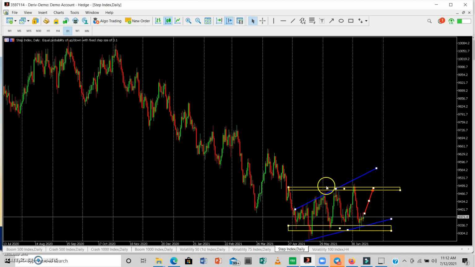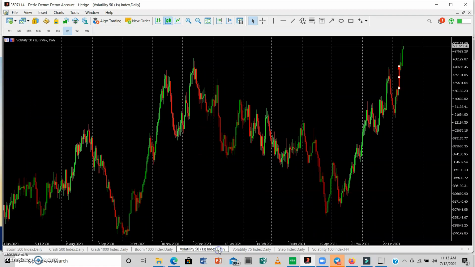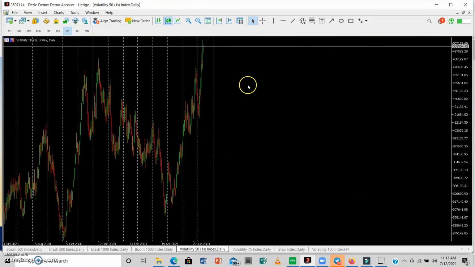Okay, so lastly, we're going to look at V50 1S in the daily time frame again. Previous analyses on V50 were so accurate. See, I still have this arrow, which was so accurate. Price went all the way up. So let's see now where it's going. Coming from all the way down here, we've managed to break this resistance zone.